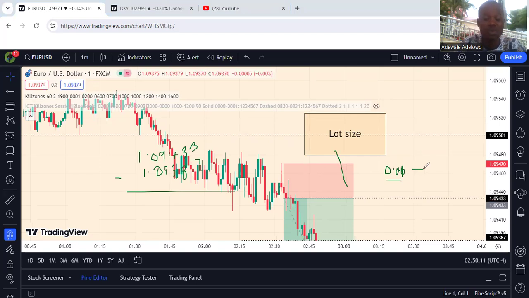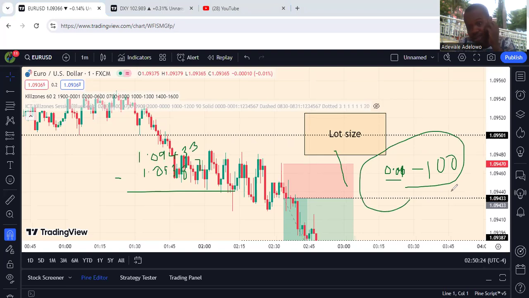Then the highest lot size that you can use is 100 lot size, if you want to. But as a new trader, guys, don't go use this lot size. We're going to be doing a demo. My next video is going to be on demo trading. I will show you the broker I'm using for this account and how my lot size results in profits. That's exactly what we're going to be doing in the next video.